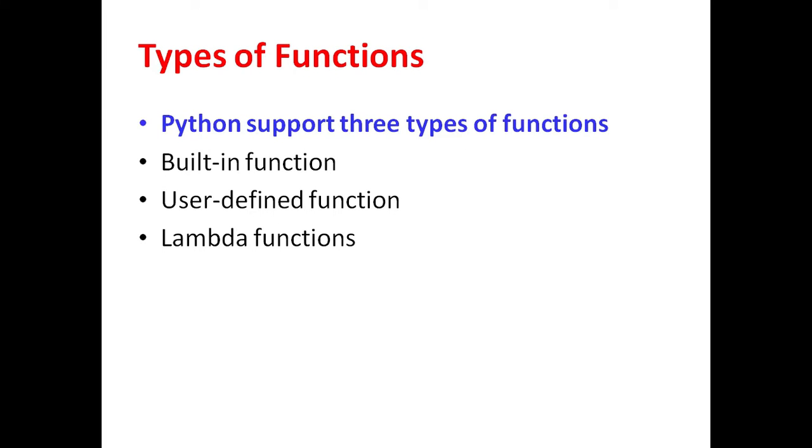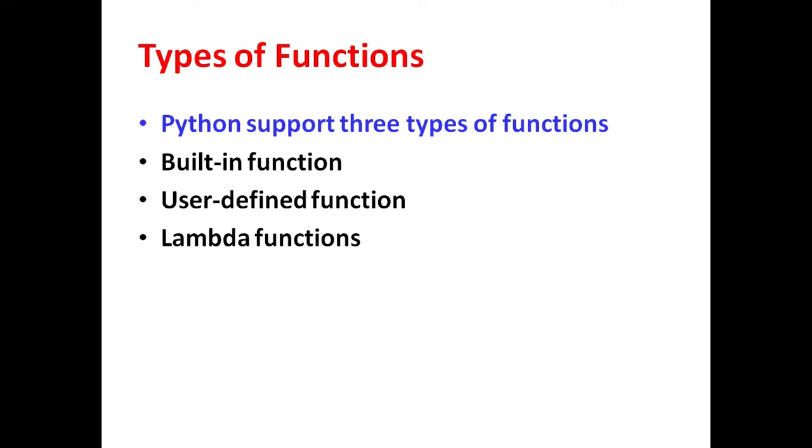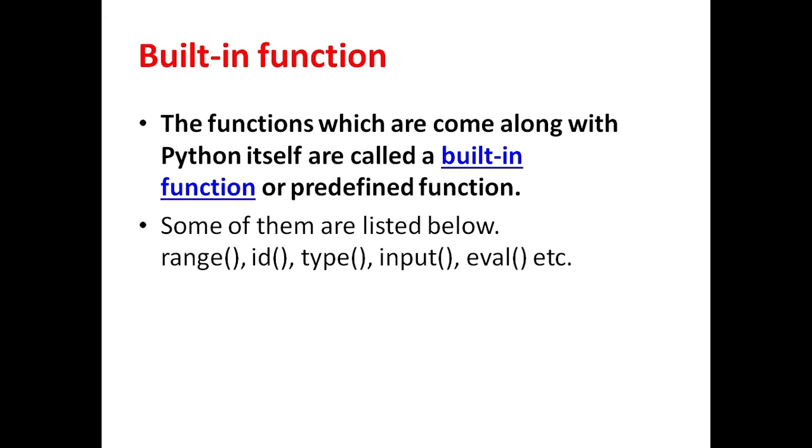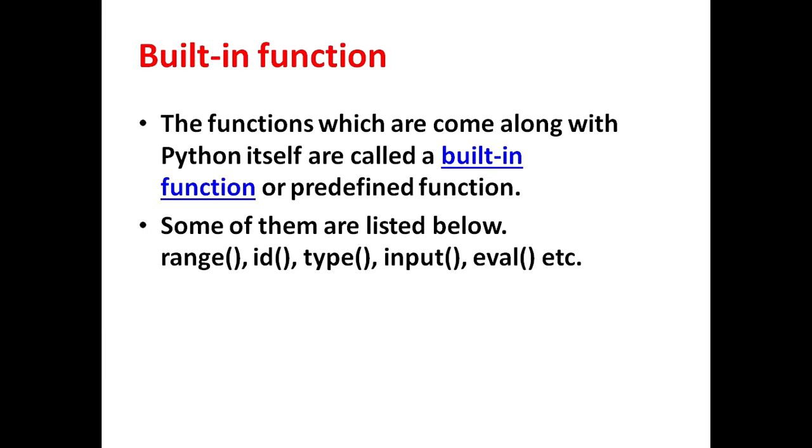Python supports three types of functions: built-in function, user-defined function, and lambda function. First is built-in function. The functions which come along with Python itself are called built-in functions or predefined functions. Some of them are range, id, type, input, etc.